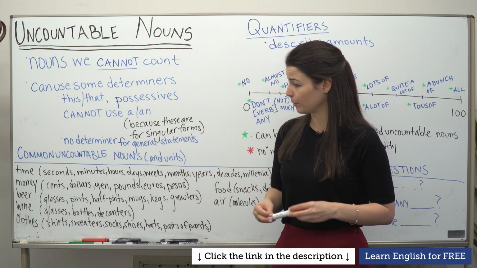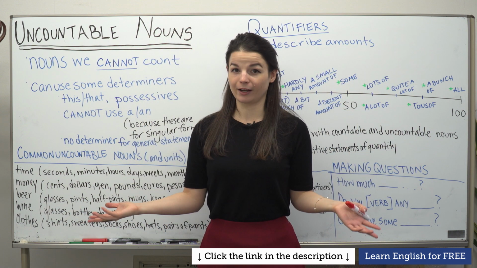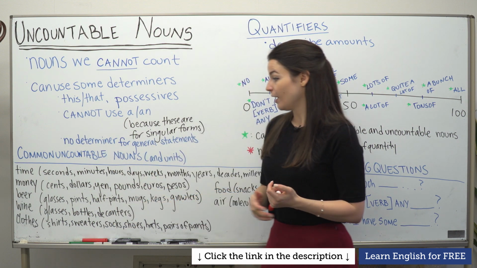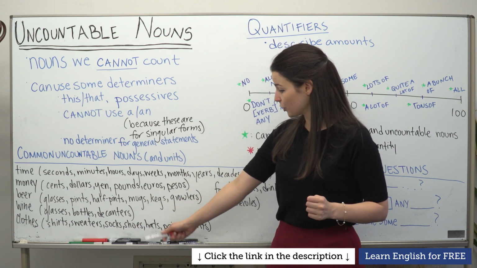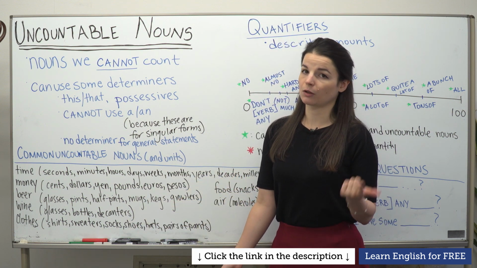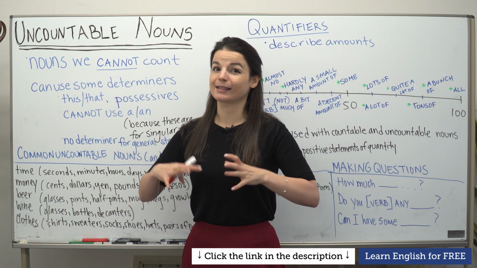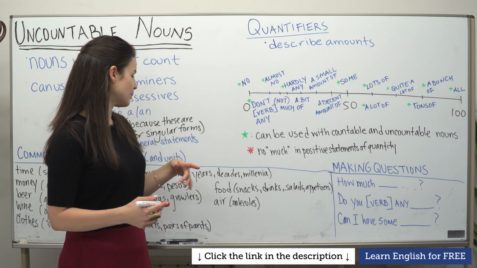Another very common example is clothes. Clothes is kind of a category of items. It's a type of item. There are many different kinds of clothes. So we count, for example, shirts, sweaters, socks, shoes, hats, pairs of pants. We don't say one clothes, two clothes, three clothes. Instead, we count these smaller items inside the category of clothes. Okay, just a couple more examples.